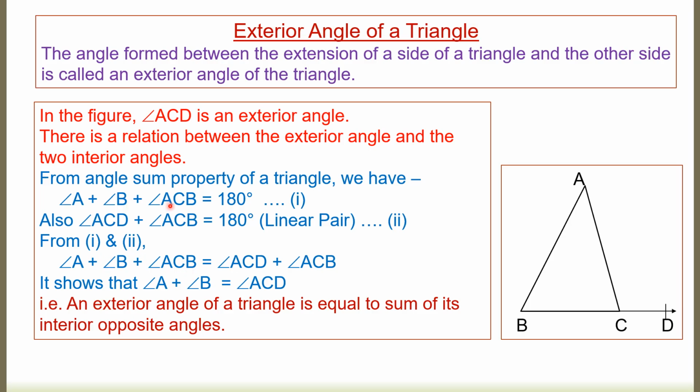Angle A plus B plus ACB equal to angle ACD plus angle ACB. Now what will happen? ACB and ACB from both the sides will cancel away. So ultimately you are getting angle A plus B equal to angle ACD. So our statement is proved. An exterior angle of a triangle is equal to the sum of its interior opposite angles. This is the exterior angle. This angle is equal to this angle plus this angle. You may get many questions based on this one.